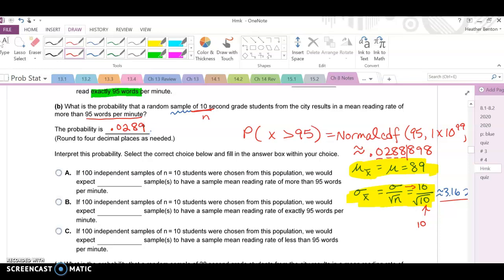Interpret this probability. We have to look at the wording. So we're looking for more than 95 because that's what we had in our problem. This one's exactly 95. This one's less than 95. So we know it's not either of these two. It has to be A. And we would expect basically what? To the nearest hundredth place, that'd be 0.03. So that would be 3 out of 100. 0.03 is the same thing as 3 out of 100, right?